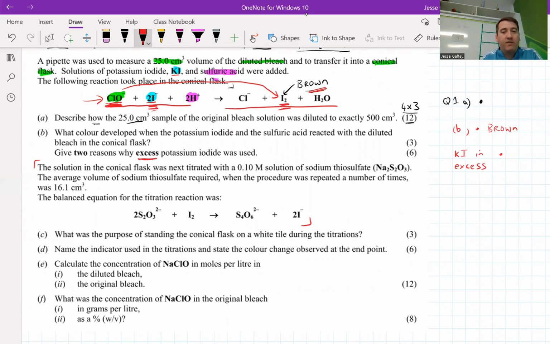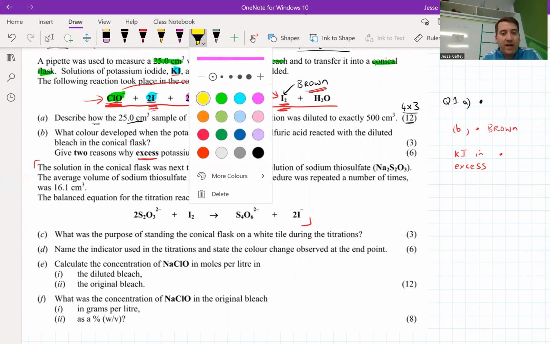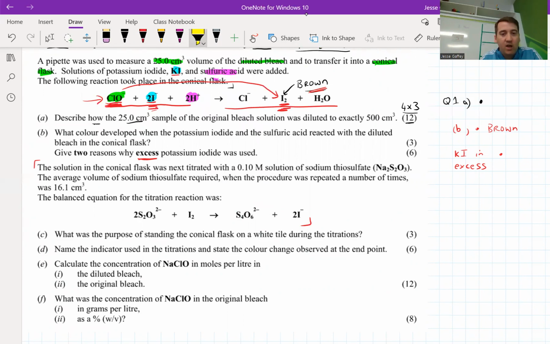Okay, so once we have made this iodine solution using the first reaction, we are then going to take this and react it. It said the solution in the conical flask was then titrated with a 0.1 molar solution of sodium thiosulfate. The average volume of sodium thiosulfate required in the procedure was 16.1 cm cubed. Here's the balanced equation.